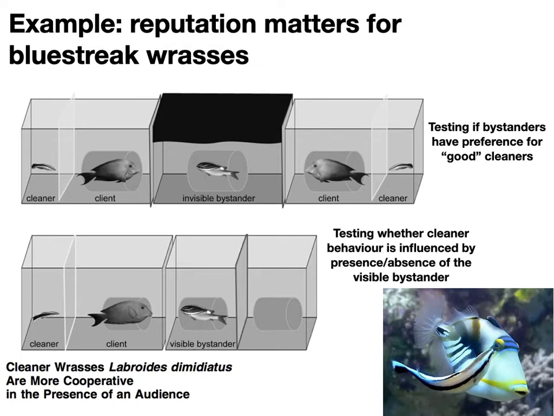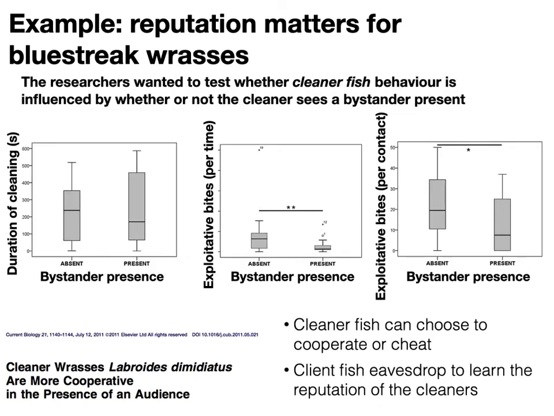The second experiment on the lower part of the slide had a bystander that could be seen by the client and the cleaner. In this experiment, they had both trials where the bystander could be seen and trials where the bystander was there but was blocked behind a one-way mirror. And so the question was, would the cleaners behave differently depending on whether they knew a bystander was watching or not? And so here are the results of that second experiment from the lower part of the previous slide.